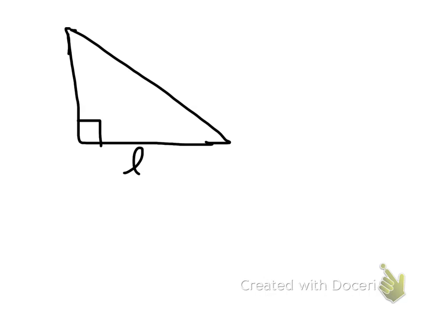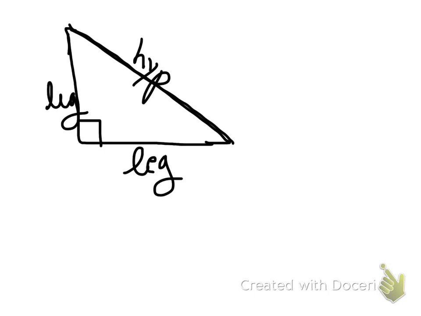So the two short sides are called legs. So we have a leg and a leg. And then the longest side here is always called the hypotenuse, or the hypo. It's opposite the right angle, so you could draw a line opposite the right angle to the longest side. That's the hypotenuse. The right angle is sandwiched in between the two legs, and the hypotenuse is opposite. And the Pythagorean theorem shows how the legs and the hypotenuse are related to one another.